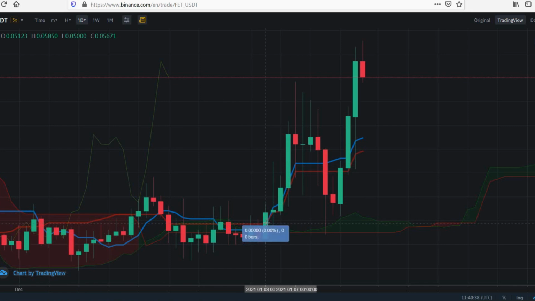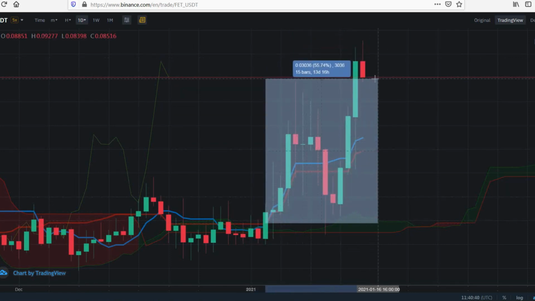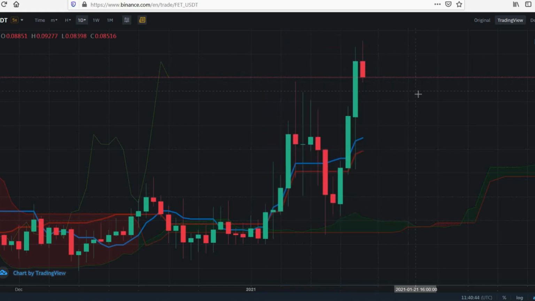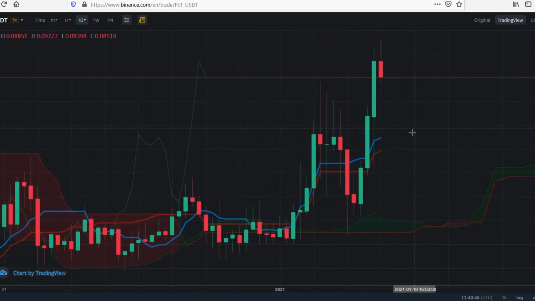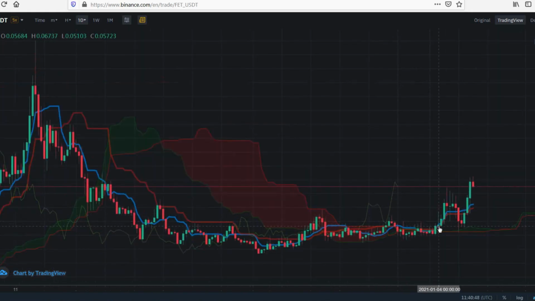So the cross took place around here. If we carried this on to where we are at right now, that's so far been a 56.5% move and counting, because nothing has changed in this at the moment. This is going to continue until we see a sell signal, and we'll look at that next.